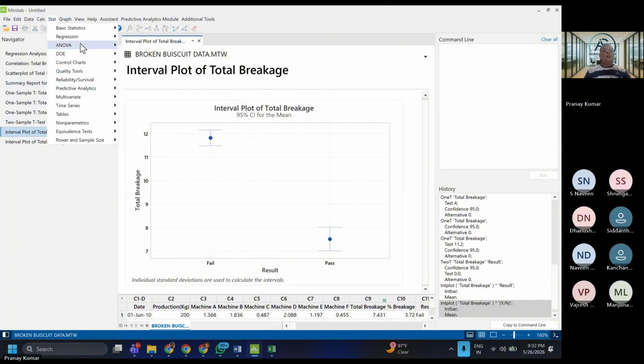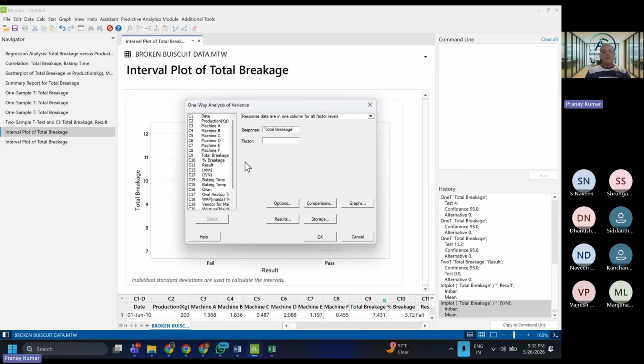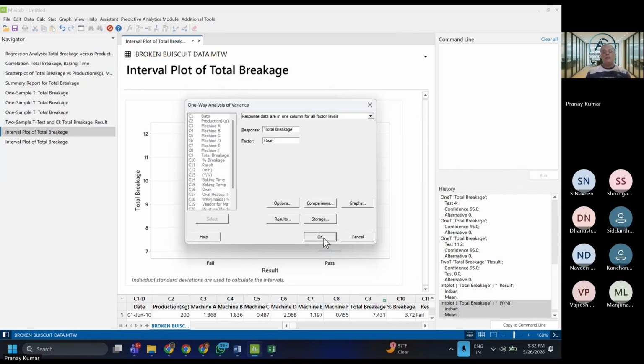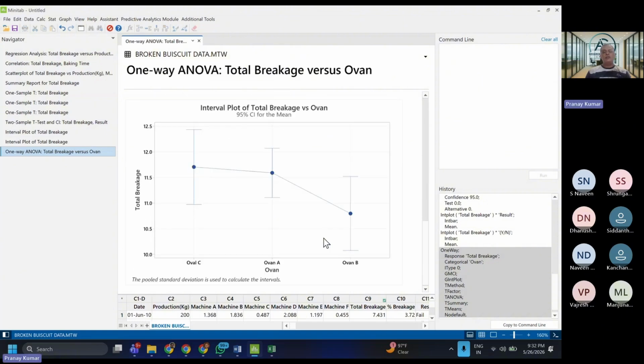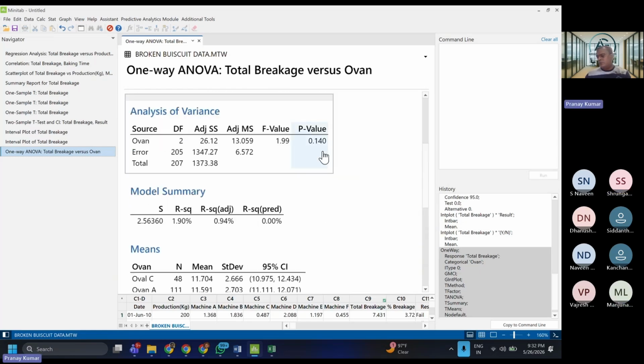Stats, ANOVA, one way, Y is total breakage versus X, let's say O1. Let's look at the graph. This is a confidence interval it is giving you. I see that there is fair bit of overlap between all of them. Yes, everyone? Yes, sir. Then the p-value will become null hypothesis.